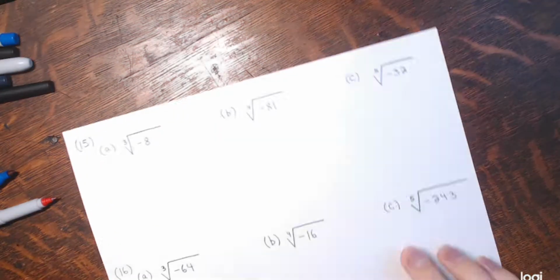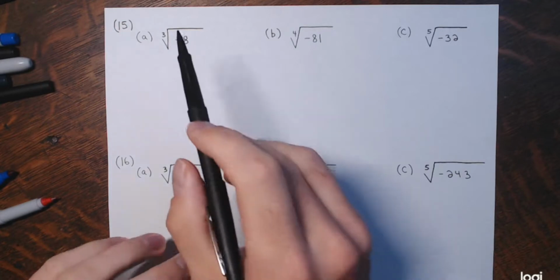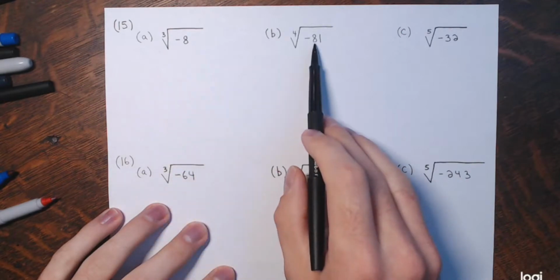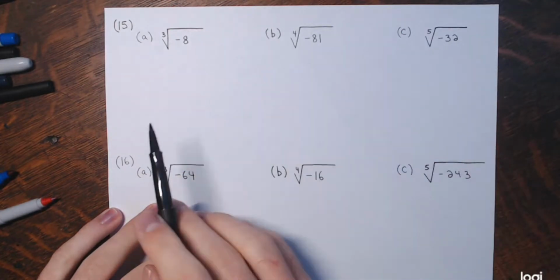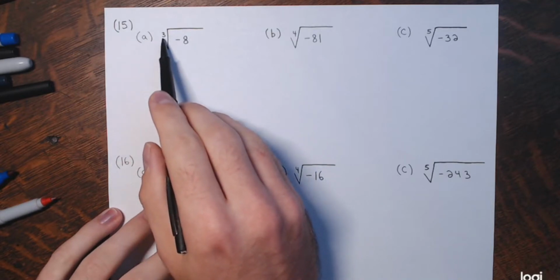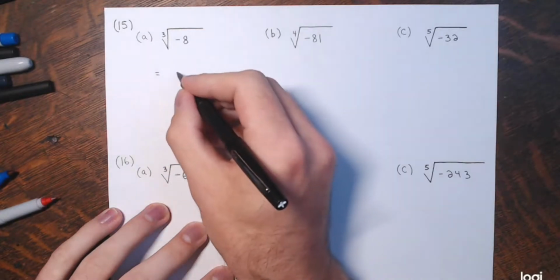So I think the remaining problems have all negative radicands, right? Negative numbers inside the symbols. So you really got to pay attention to whether or not you're taking an odd root or an even root now. So 15 part A, B, C, all the radicands, right, all the expressions inside the symbol are negative. For part A, we have a cube root, an odd root, so we're fine. Odd roots, you can do the odd root of any number. The cube root of negative 8, that would be negative 2.